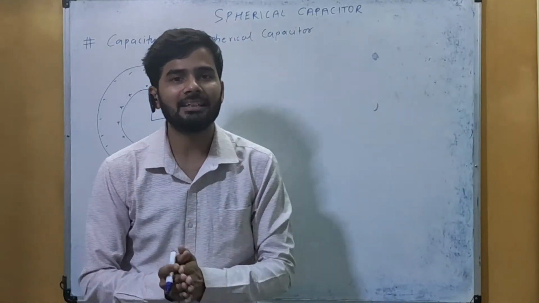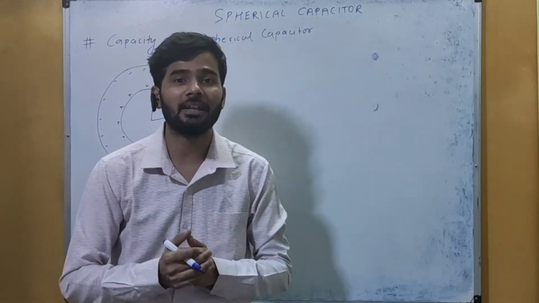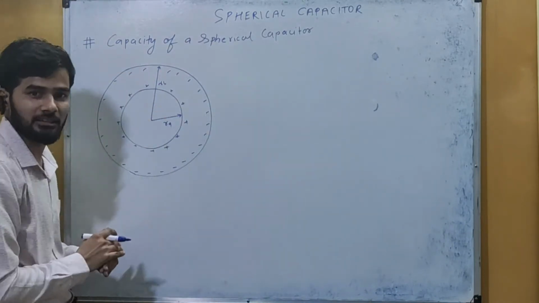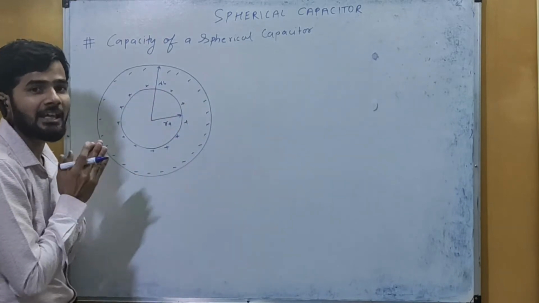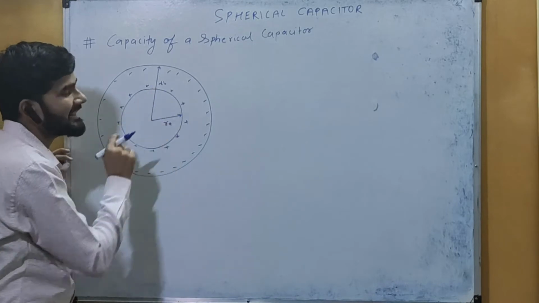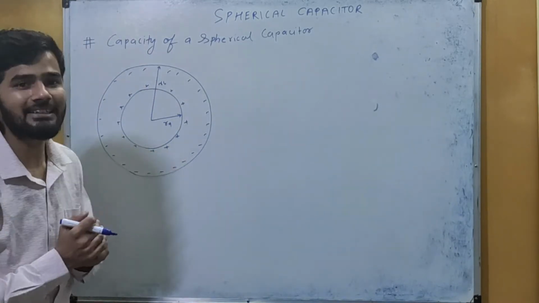After looking at the capacity of a spherical conductor, we will see the capacitance of a spherical capacitor. Here we have two spherical conductors. This one is hollow and this part is used to store the charge. Now here this inner sphere has radius RA and the outer sphere has radius RB. Now we will find its capacitance.